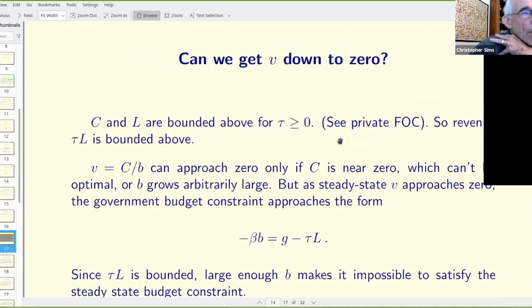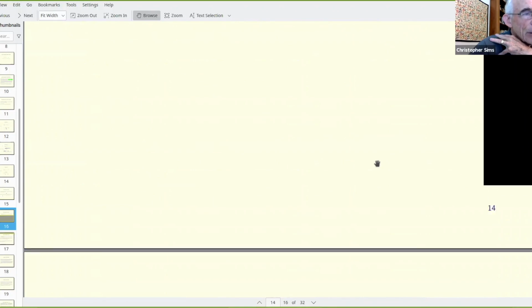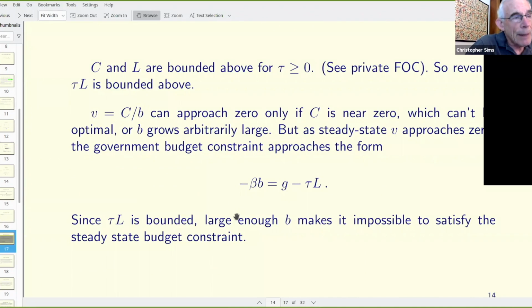G, where did the G come from? That little g should have been a big G. I've been using big G for the government expenditures, but it's fixed. This is bounded, so we can't get B arbitrarily large. If we try to make B extremely large, we find that eventually we hit a bound. We just can't finance our current government purchases and our debt service with our labor tax. So there is a bound on B. It's impossible to achieve the Friedman rule in this case.